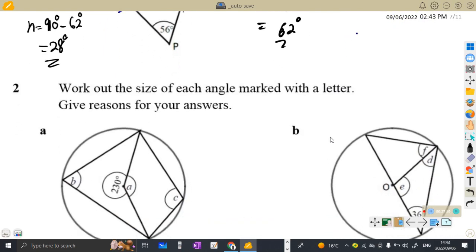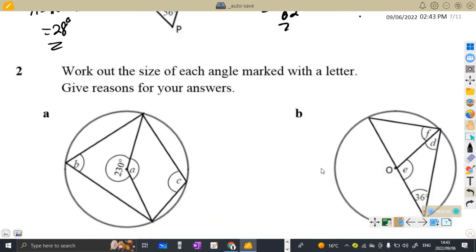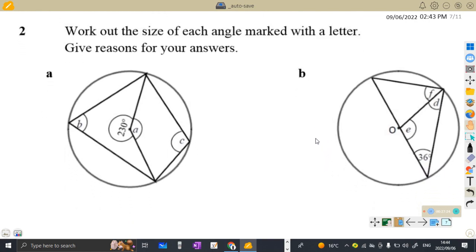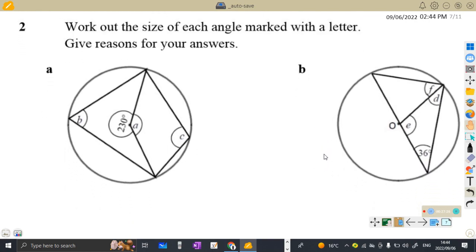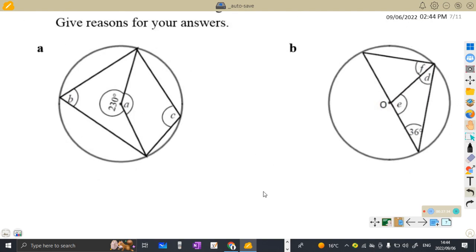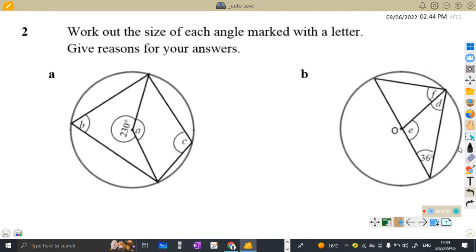Work out the size of each angle marked in a letter. Give reasons for your answer. So guys, the reasons, as I said, these are the theorems, the ones that I'm explaining as I'm answering this. Okay, so this was the first part of our question. I'm not going to work out all the questions. I'm just going to work a few, then you try the rest. So let's try this one.